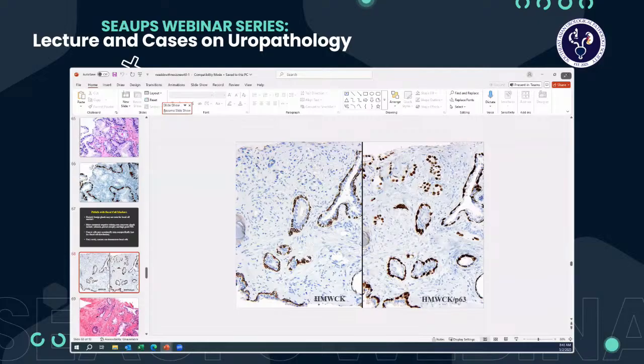When you do P63 by itself, they become a little bit more obvious. If you use a cocktail with high molecular weight and P63, you have to pick up that in contrast to the benign glands, the cancer is only expressing nuclear staining and no cytoplasmic staining. And sometimes in that case, it's helpful just to do a high molecular weight by itself, which would more clearly show that these glands are negative.